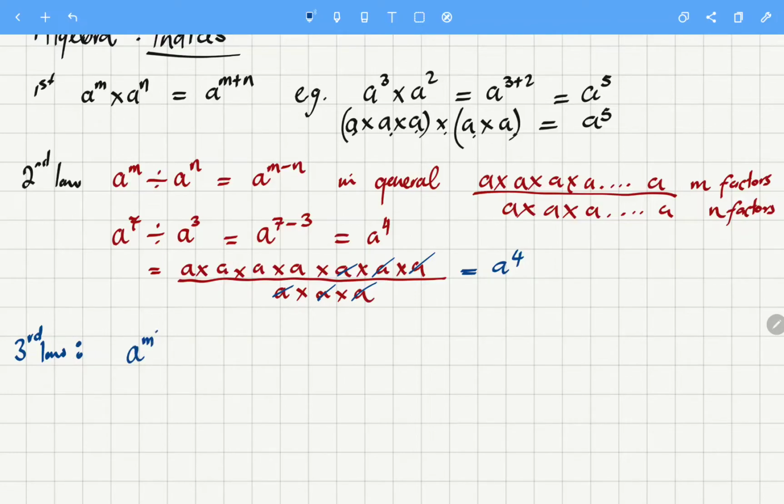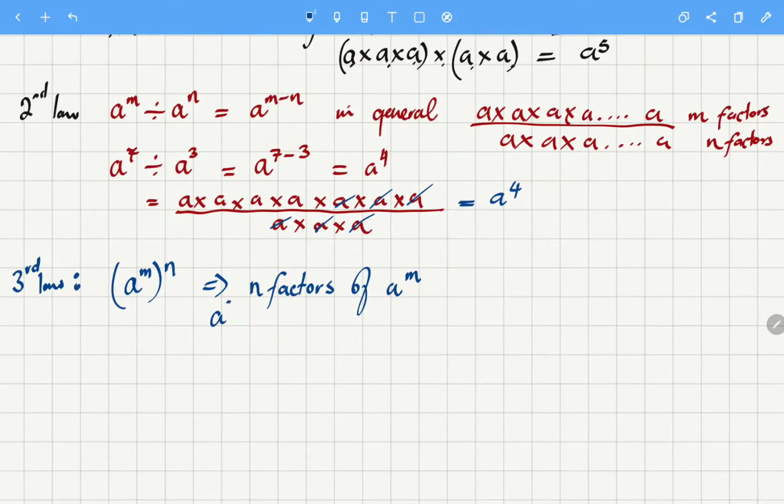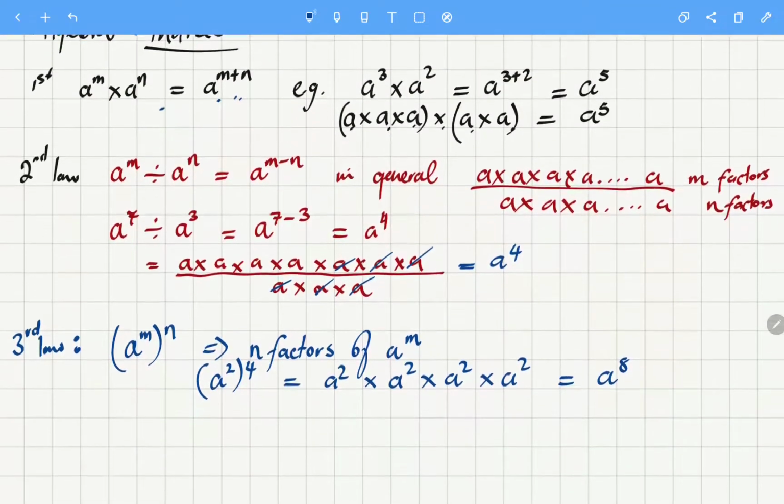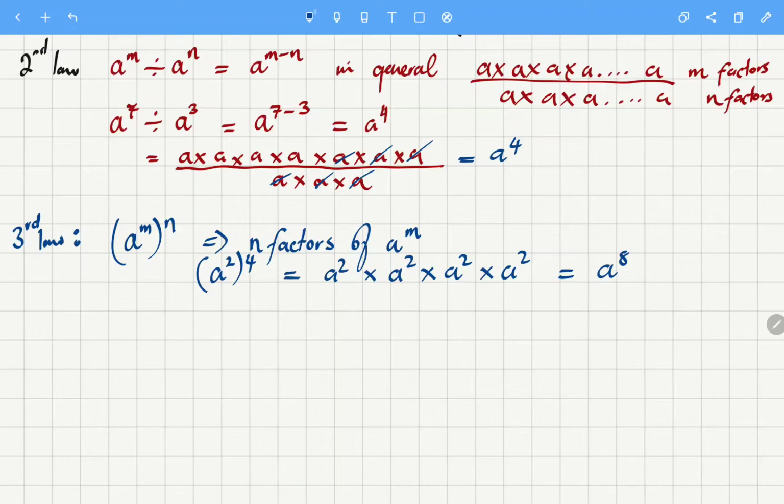And the third one: a to the power m, raised to the power n. That's essentially n factors of a to the power m. So here's a little example. a squared to the power 4 equals a squared times a squared times a squared times a squared, so using the first law, that's a to the power 8.